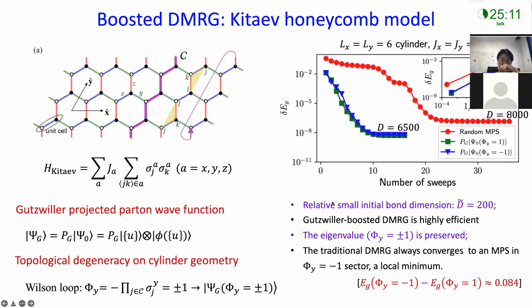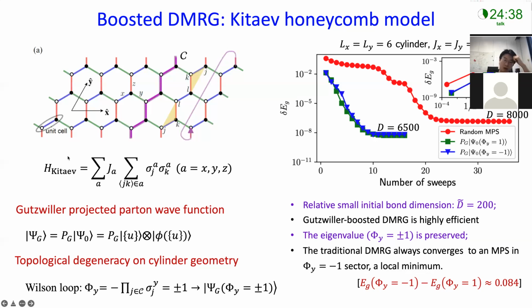And here we show that there are some benefits of using this wave function to boost the DMRG. Here we use the Kitaev honeycomb model as an example. And this is the Hamiltonian on the honeycomb lattice. The Kitaev honeycomb model is a very good example because it can be exactly solved by using the four-Majorana decomposition, which can map the spin Hamiltonian into a free fermion model coupling to a static Z2 gauge field.